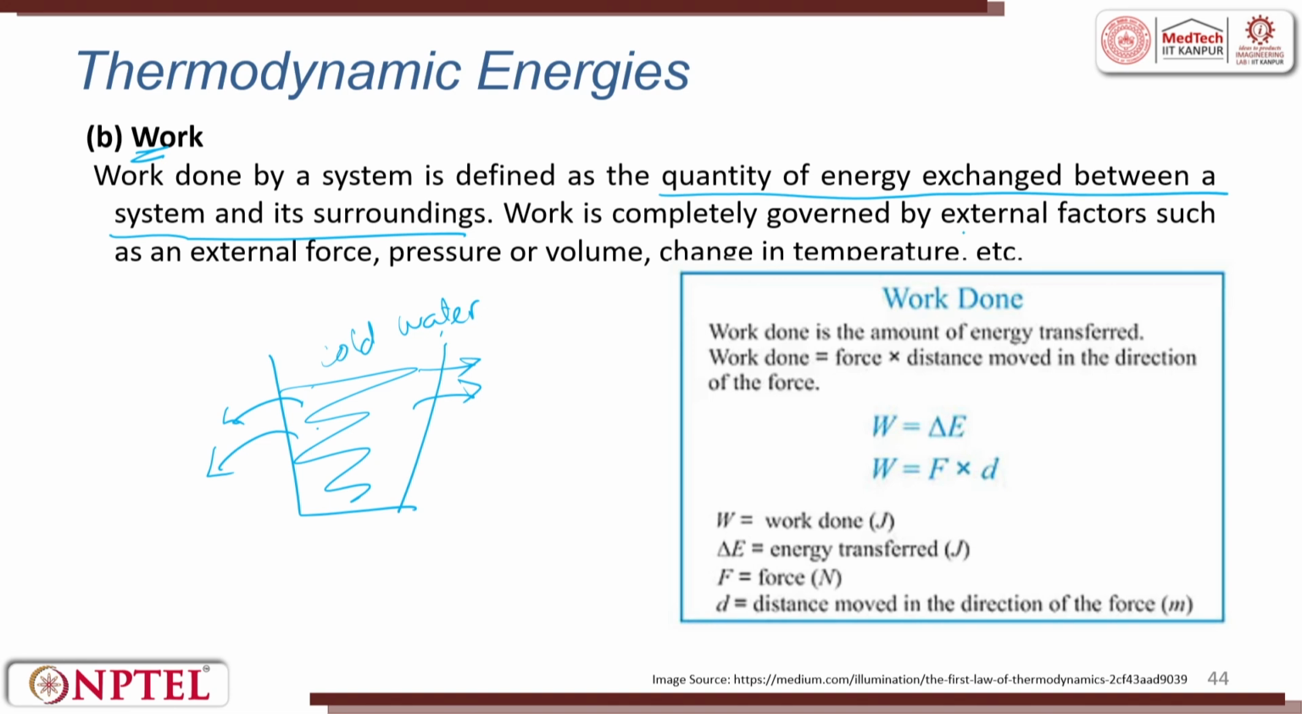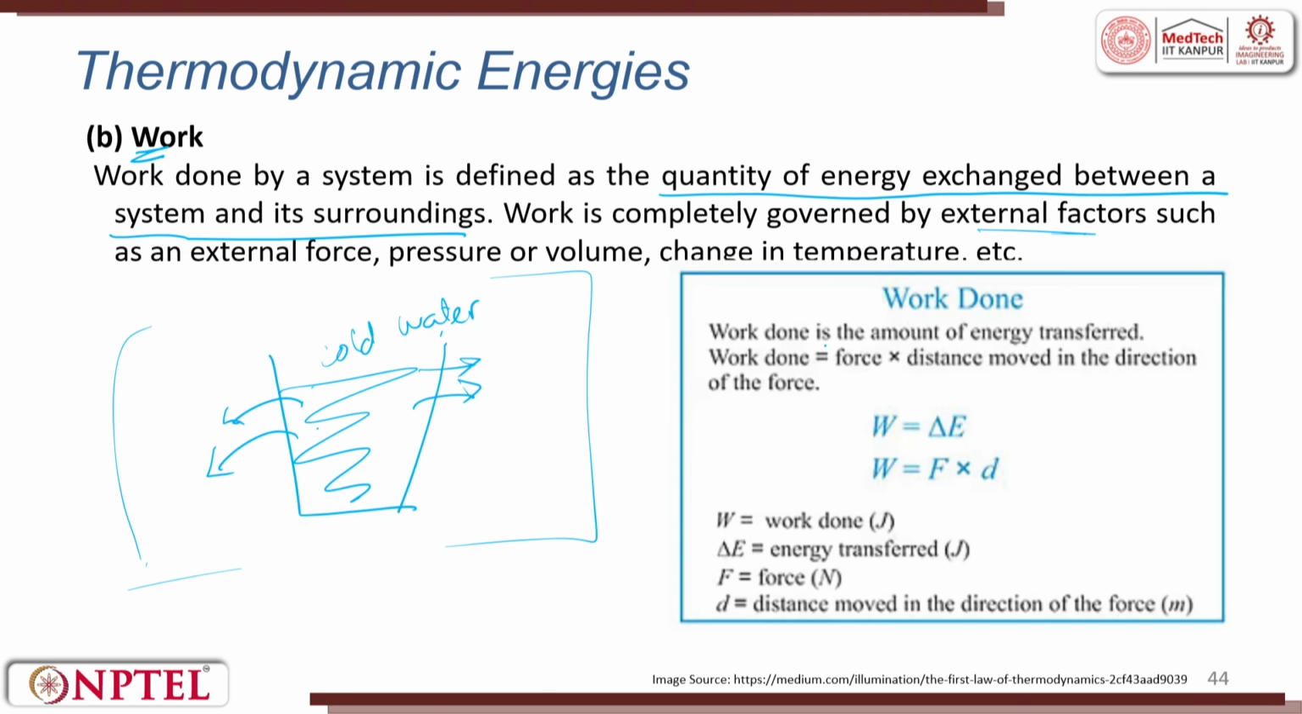The work is completely governed by external factors. Suppose I put this glass inside a refrigerator, what will happen? The performance changes. That is what I said: the work is completely governed by external factors such as external force, pressure or volume, change in temperature, etc. So, work done is nothing but the quantity of energy exchanged between the system and its surrounding. The units are always joules, and if it is joules per second, then it becomes watt. The energy you draw into your house through an energy meter, we always look at the work which is done there, right.